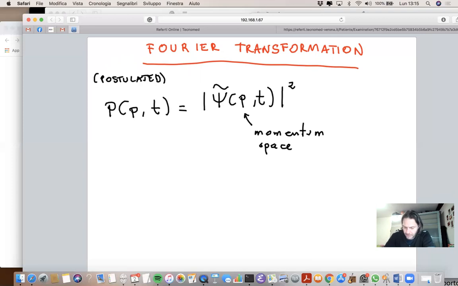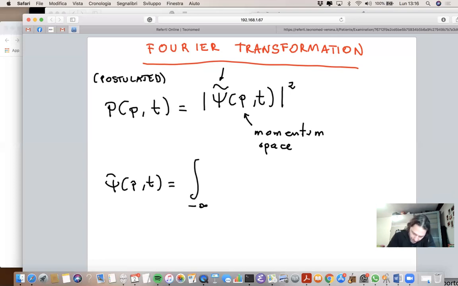So this should be contrasted with the previous one, where there was no tilde. The tilde is there to remind me that this is something different from what we were computing before. Yeah, it's a different function. So how does this phi tilde relate to the previous psi function?